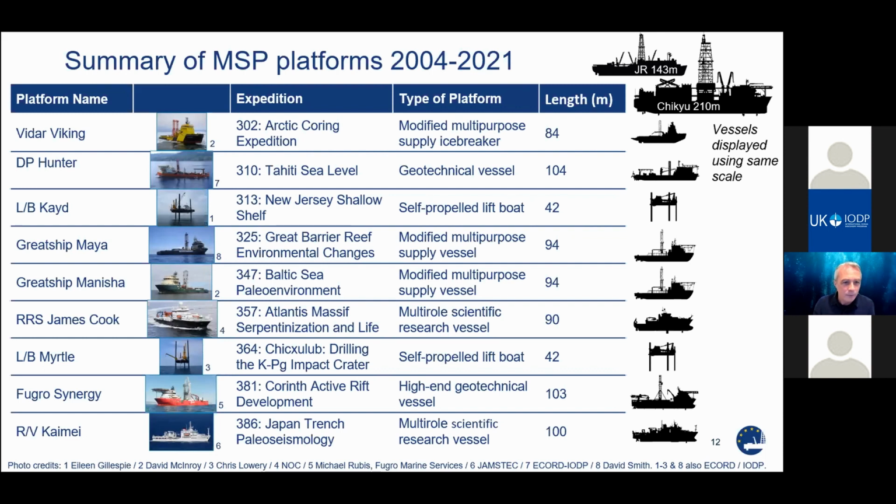So as you can see from this table, the sizes and types of vessels that we have used are quite varied. The largest vessels we have ever used are still only about 2/3 the size of the JR and only around half the size of the Chikyu. Of the 9 vessels that we have used, only one, the Fugro Synergy, on Expedition 381, Gulf of Corinth, only that vessel has had a permanent integrated rig.